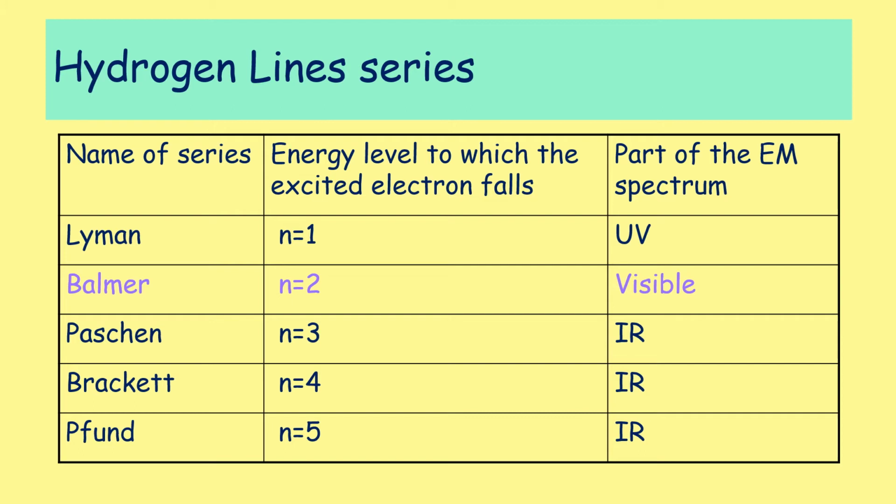The next one, the Balmer series, which is found in your data booklet, sees electrons falling to the second energy level. And most of the lines in the Balmer series are coloured, and you can see the colours of those different lines. Then we have the Paschen, Brackett and Pfund series, which are falling to the third, fourth and fifth levels respectively, and they all give off light in the infrared region.